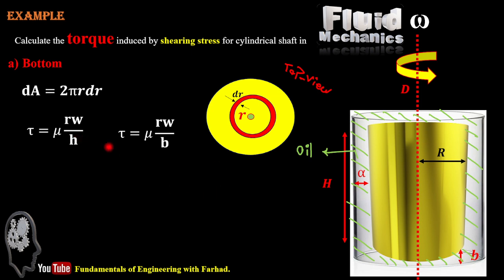So h will change to b for the bottom part. That's the distance between the bottom of our cylinder to the bigger one. And then dF, the force, is shear stress times the area. So dF is tau dA. And if we call the bottom torsional torque dT1 for bottom, that's r times dF. A moment is an arm times the force.